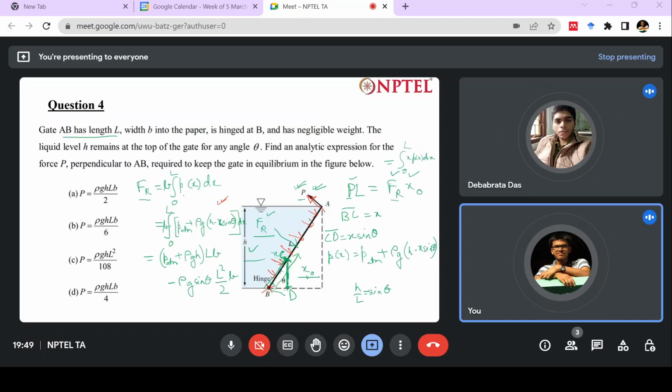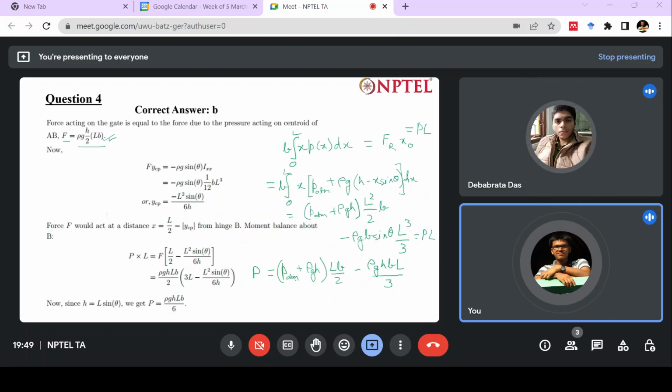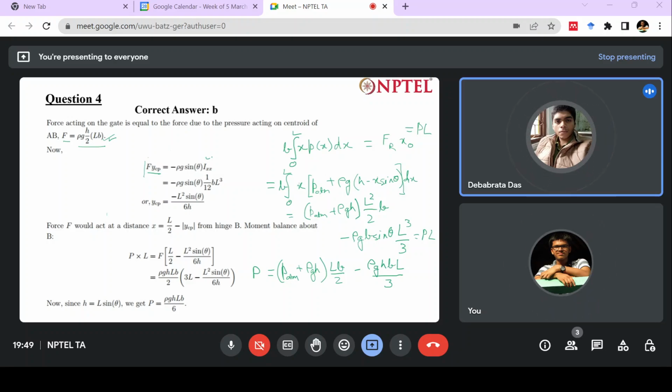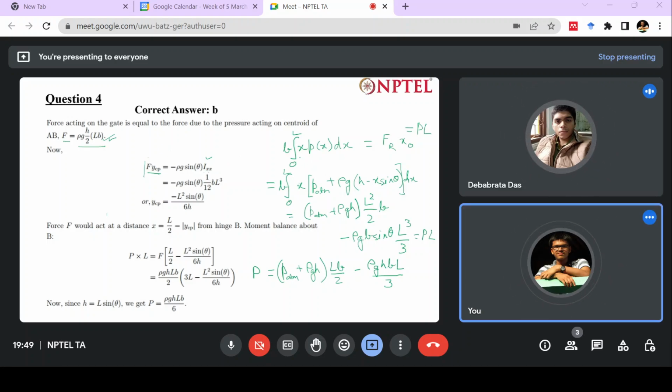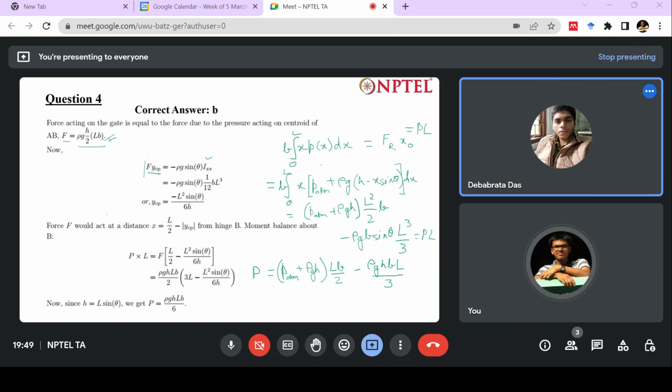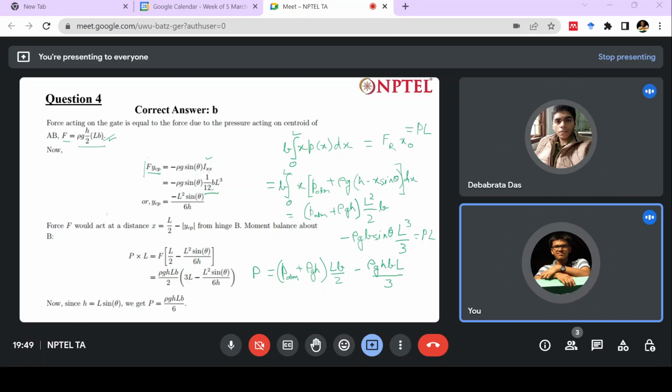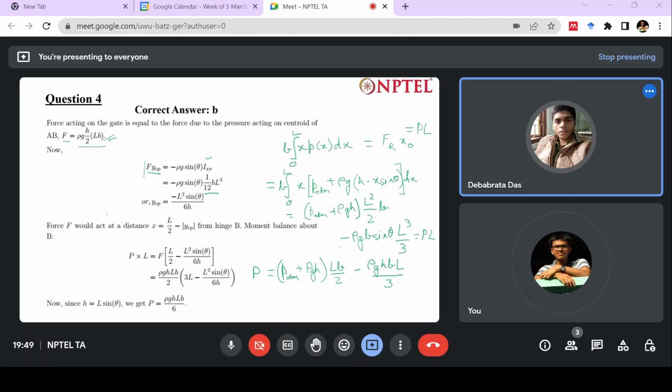But it is a much safer way to just put your expression of Px. So they have neglected P atmosphere. If we neglect P atmosphere, we would get exactly this. And then they have calculated F_R into X0, that is F into YCP for them. They have used an expression for the moment of inertia. We have not done that; we have simply calculated the torque. You can do it if you remember 1 by 12 PL cube, or you can do it in this way as well. You should get the same answer.